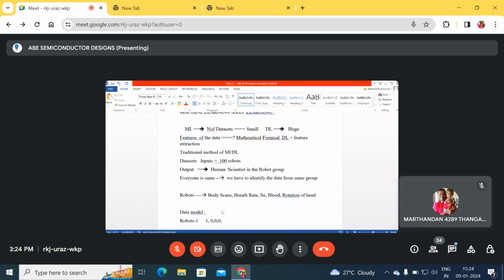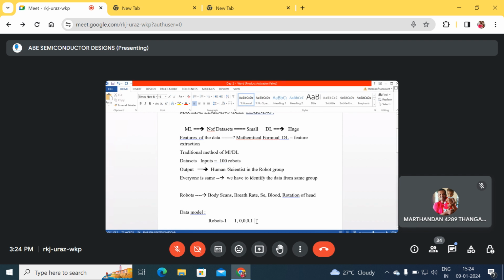There may be some other values, but for your easy understanding, we'll have this body scan. If it scans the body and finds a metal, it is 1. If there is no breath, it is 0. And there is no sweat, it is 0. And the robot can rotate the head 360 degrees. So I named this as the data.